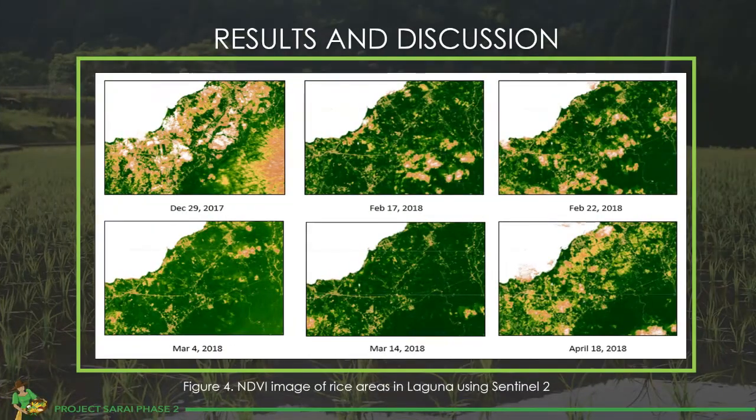For the results, Figure 4 is showing the NDVI image of clear Sentinel-2 over the rice areas in Laguna. White to yellow areas signify low NDVI, which means there is no photosynthetic activity in the area or no vegetation. On the other hand, green areas have high NDVI value, signifying the presence of vegetation.